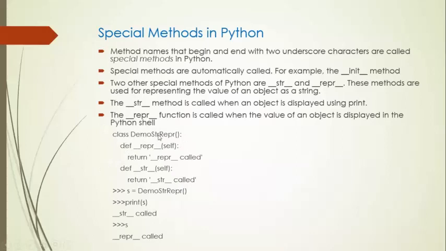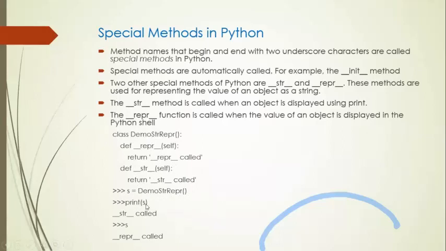Then this class contains two special functions, underscore underscore repr underscore underscore, and then underscore underscore str underscore underscore, which are returning the same. Right? So repr is called, and str is called. So you create an object of this particular class. S is an object here. S is equal to demo str repr, which represents the name of the class. So default parameters, there is nothing to pass.